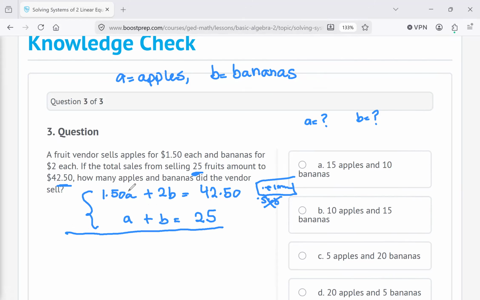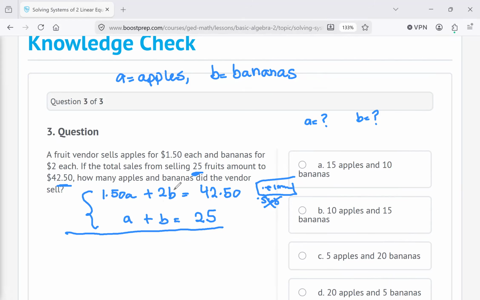I have never done the elimination method with you, but it's a bit strange. So how we do elimination, you have to figure out what letter you want to get rid of. There's no wrong answer. If you want to get rid of the A, that's fine. If you want to get rid of the B, that's perfectly fine. You can't get this wrong. But I'm going to get rid of the B. I think it's much easier.